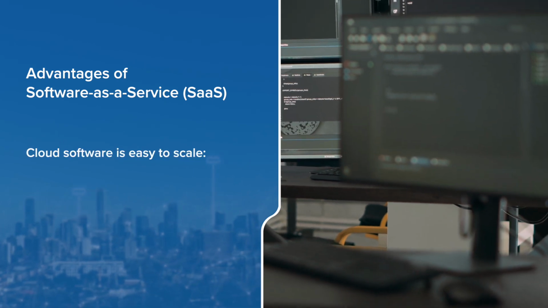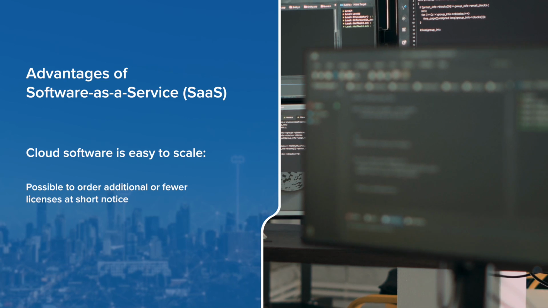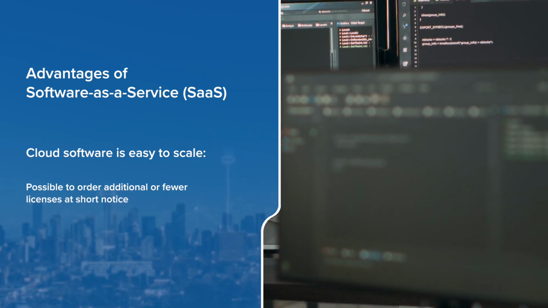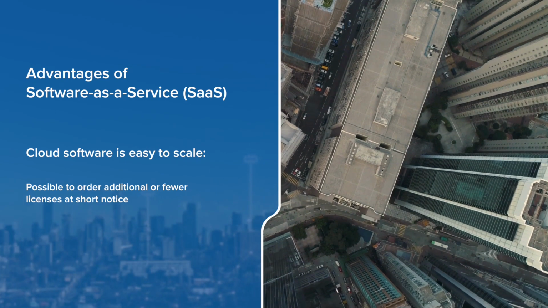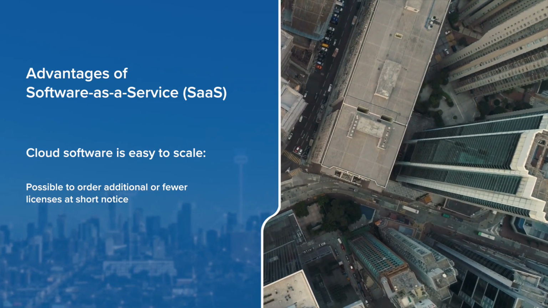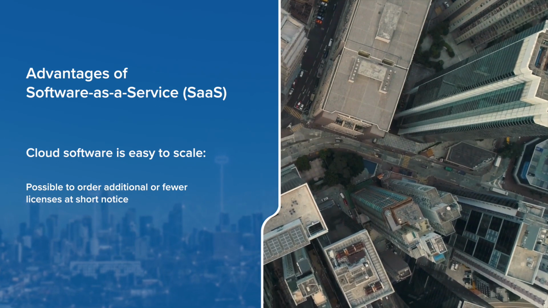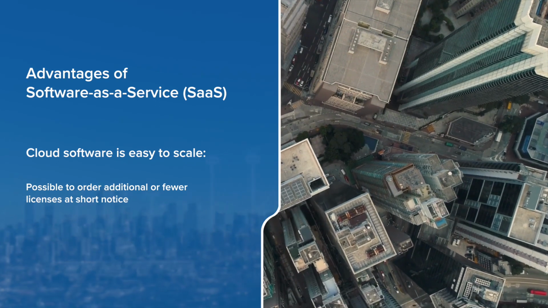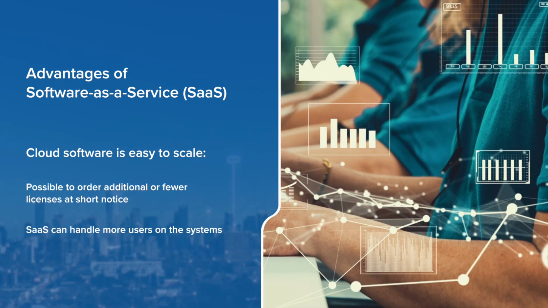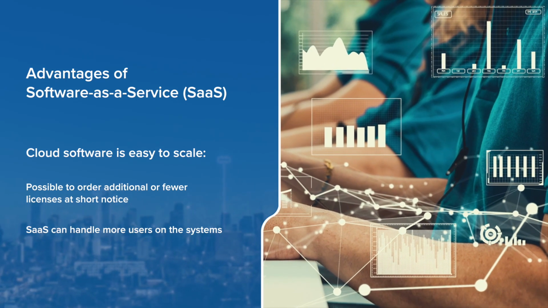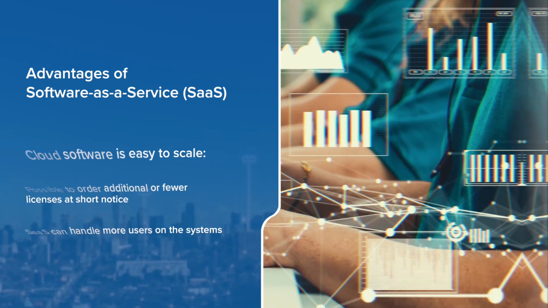Third, cloud software is easy to scale, and it is usually possible to order additional or fewer licenses at short notice. Additional licenses enable you to quickly add users to your voter registration and elections management software. SaaS can handle more users on the systems, such as a spike in voter registrations and a spike in data.